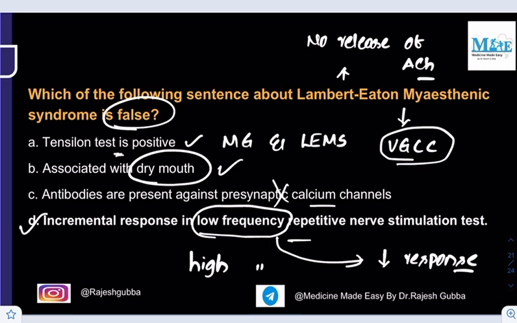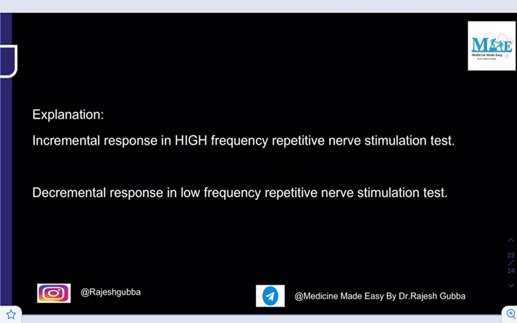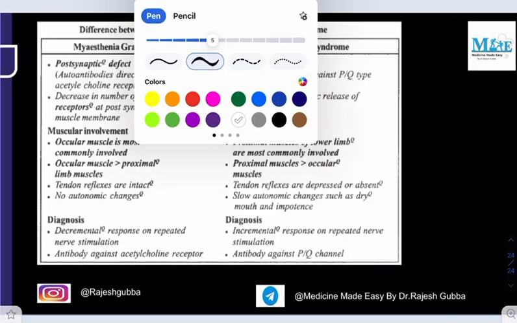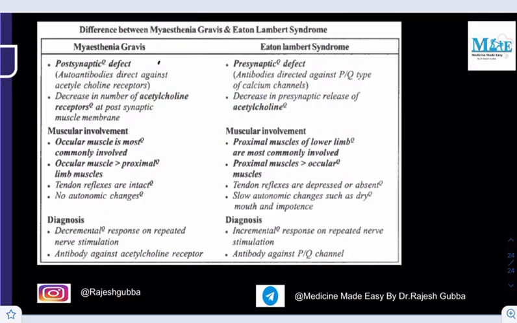Now let me try to discuss the differences between myasthenia and Lambert-Eaton myasthenic syndrome. Myasthenia is a postsynaptic nerve terminal disorder. Lambert-Eaton myasthenic syndrome is a presynaptic nerve terminal disorder. In myasthenia, the antibodies are formed against the acetylcholine receptors present on the postsynaptic nerve terminal. Whereas in Lambert-Eaton, the antibodies are formed against the voltage-gated calcium channels present on the presynaptic nerve terminal, and thereby there is no release of the acetylcholine.